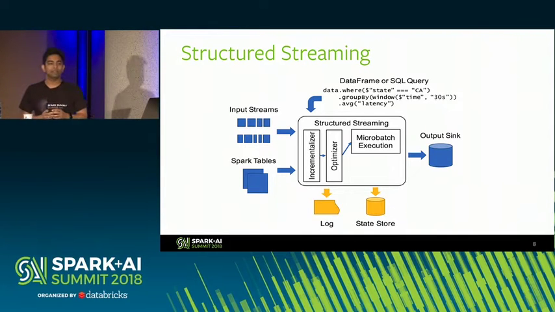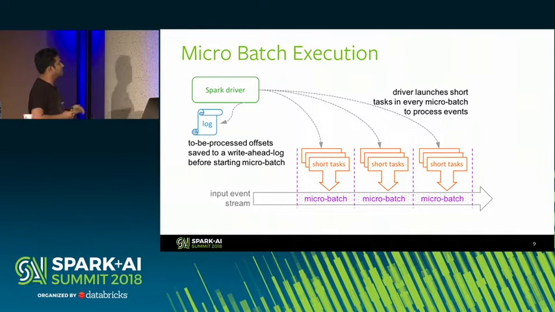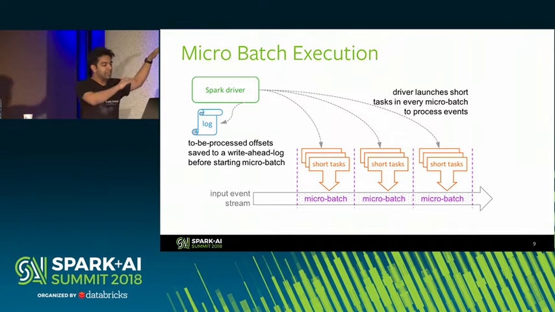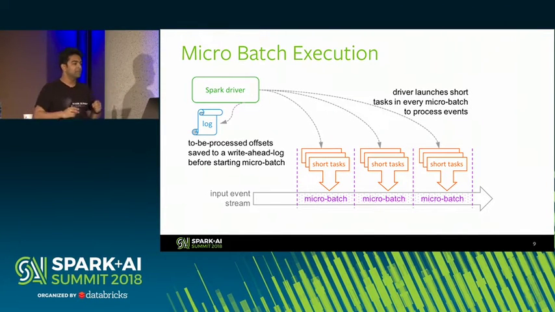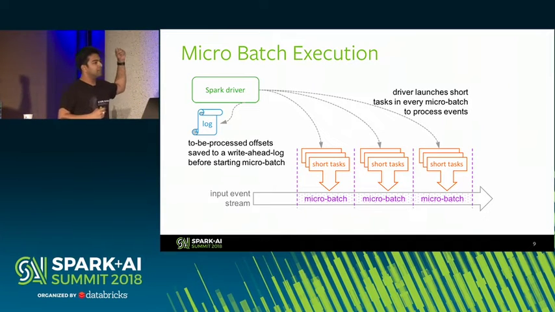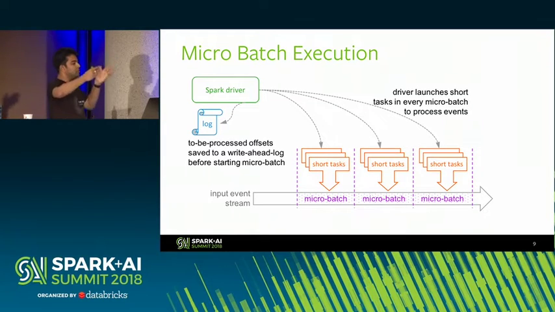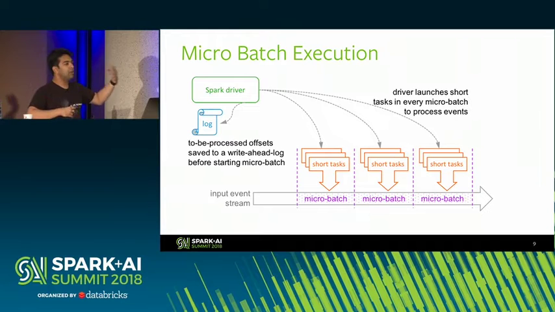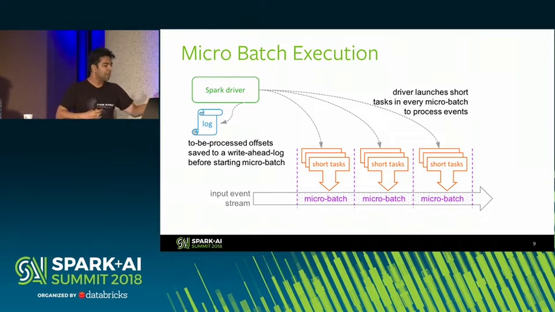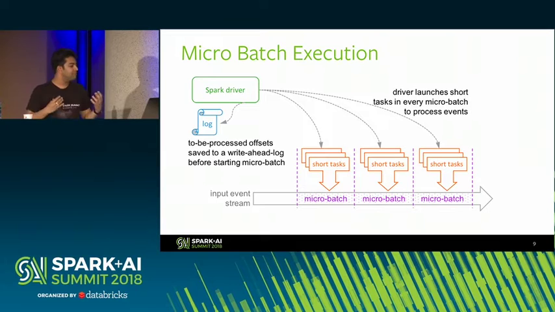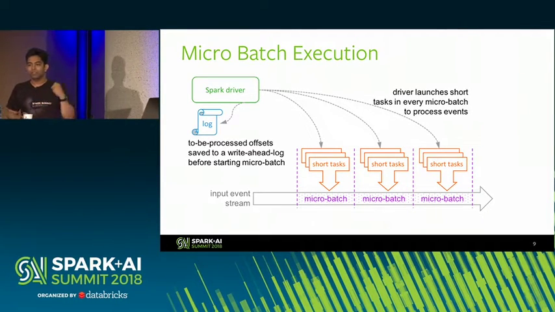Now, what happens in the micro-batch execution engine is something like this. At the bottom, you see this infinite input stream that is coming, and Spark is dividing the stream into small micro batches, right? These are basically a logical construct. As far as the driver is concerned, it does 2 things. First, it logs the to-be-processed offsets. So I have these micro batch boundaries, and the driver logs or saves this to a write-ahead log. And then it launches a series of very small tasks that each micro batch can then process. So what does this mean?